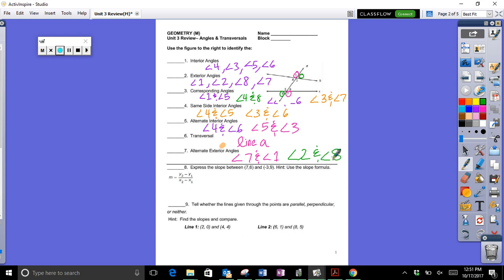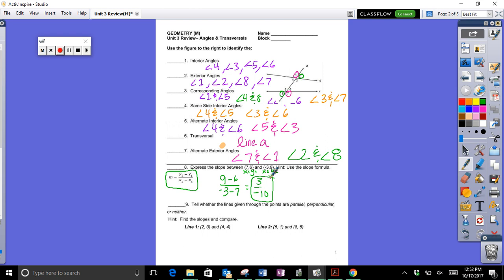Now they're asking us to express the slope, so we're going to use our slope formula. Remember, it's always the change in y over the change in x. Your y is on top and your x is on the bottom. It does not matter where we start, so just remember that you have an ordered pair, and you can label your points if you want to. I'm calling the first one x1, y1, and the second one x2, y2, and then I just put in the formula. I'm going to do 9 minus 6 on top, and on the bottom I'm going to have negative 3 minus 7. So that would be 3 over negative 10, and that cannot be reduced.